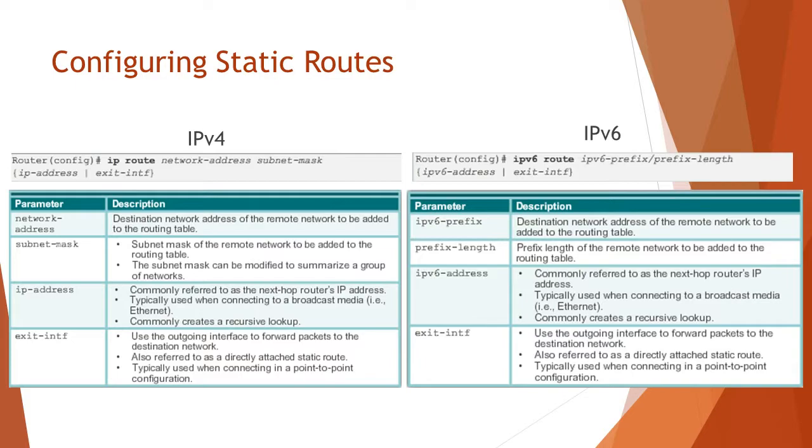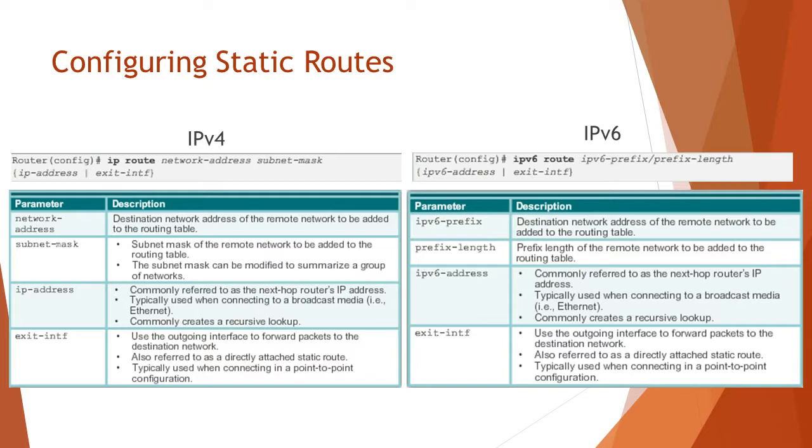Static routes are configured using the commands shown on the screen, where the network address is the destination network address of the remote network to be added to the routing table. The subnet mask is the one of the remote network to be added to the routing table. This mask can be modified to summarize a group of networks. The IP address is commonly referred to as the next hop router's IP address.